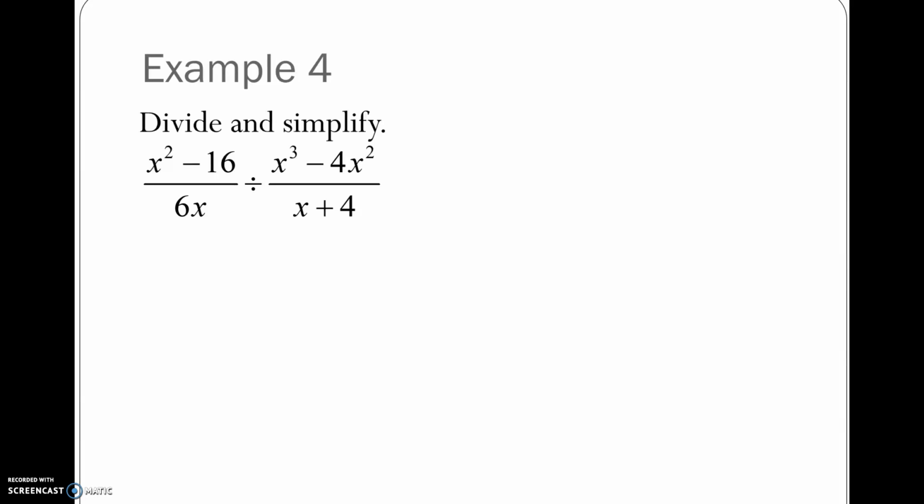We aren't going to actually do this example. I just want you to make sure before you start any problem, look carefully at what symbol is between. If it's multiplication, go ahead. Factor, factor, factor, factor, cancel. If you see division, make sure first you keep the first fraction the same, change the sign to multiply, and flip the second fraction. Then factor, factor, factor, factor, cancel.